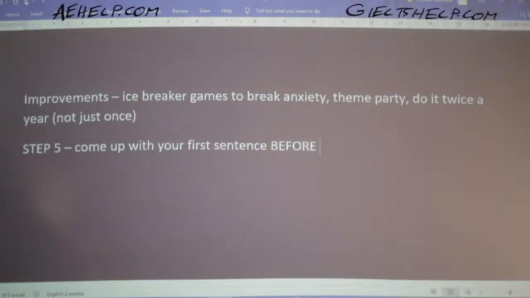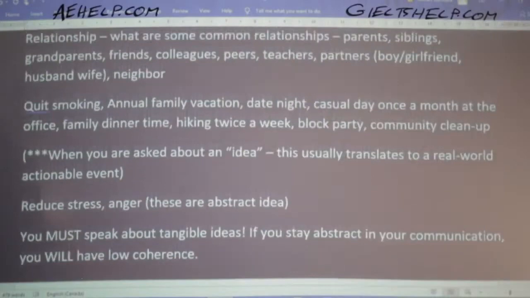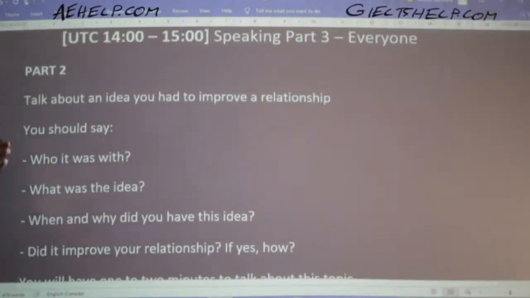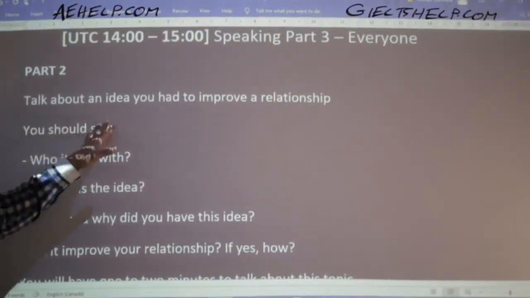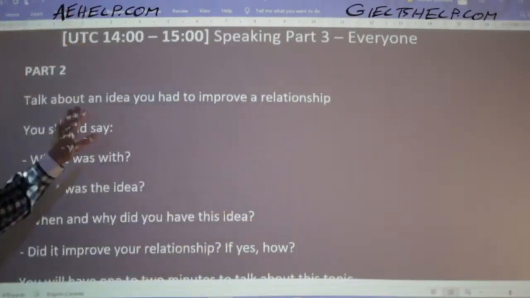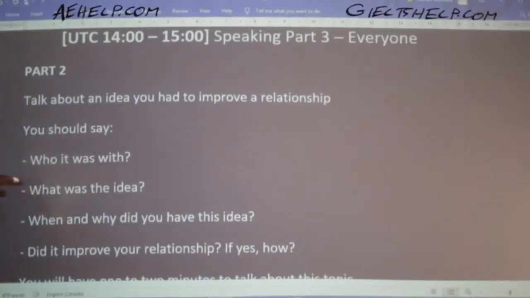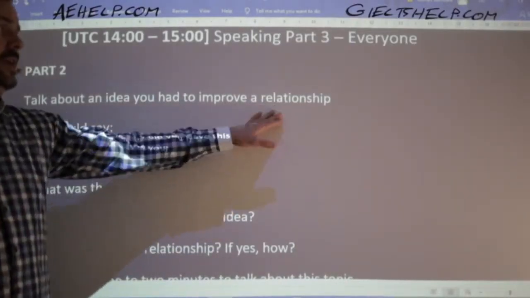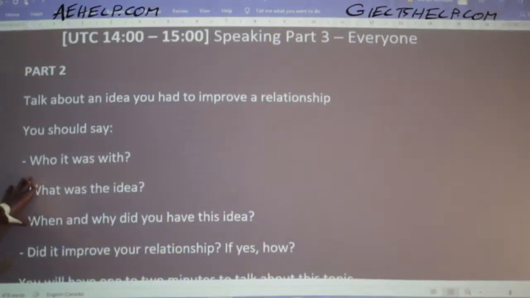before the 1 minute preparation time is up. Okay. So let's do that now. And when you're coming up with your first sentence, you always want to go back to the original card. So it says, talk about an idea you had to improve a relationship. Okay. You should say who it was with, what was the idea. Okay. And even though it's singular, a relationship, you could say a neighbor or you could say neighbors. I think it's fine. The examiner would accept that.